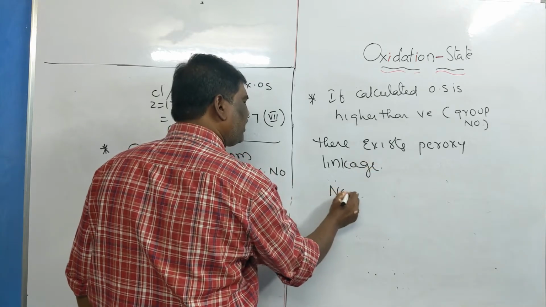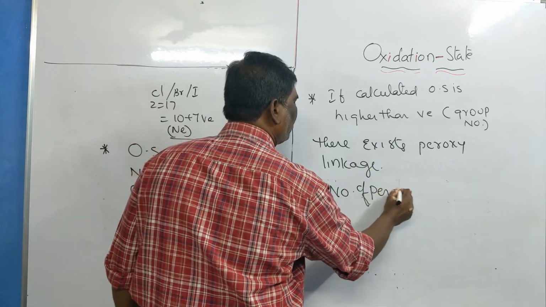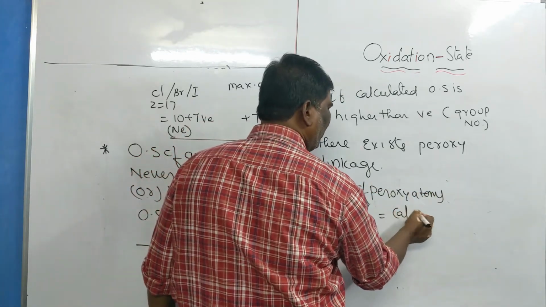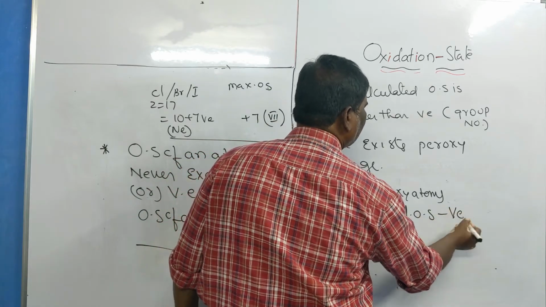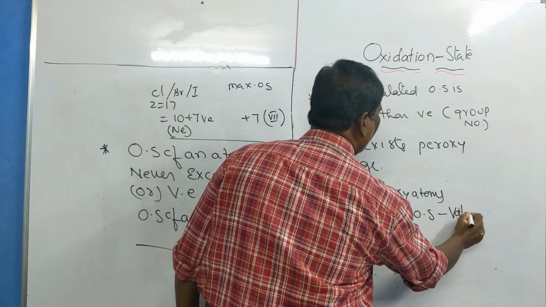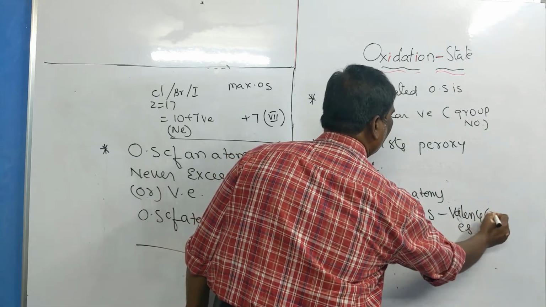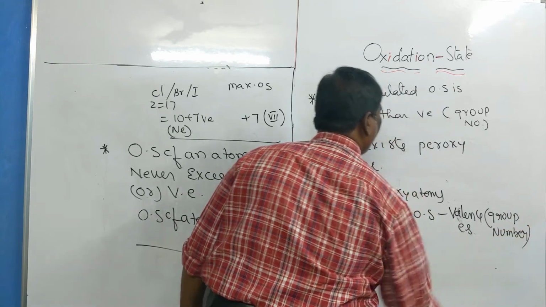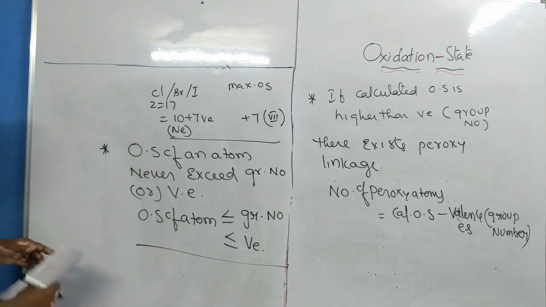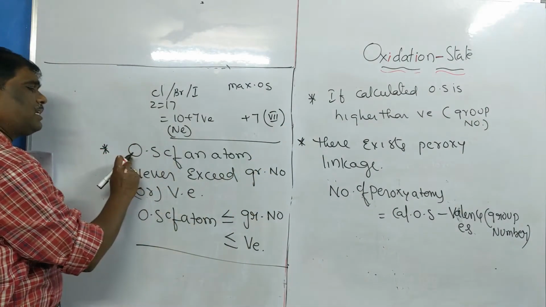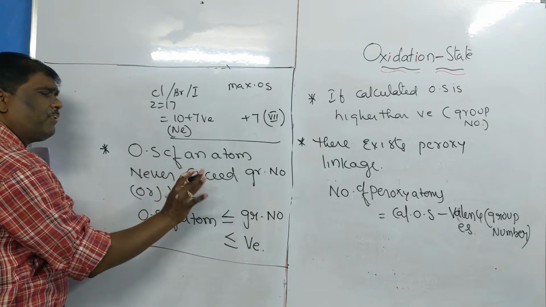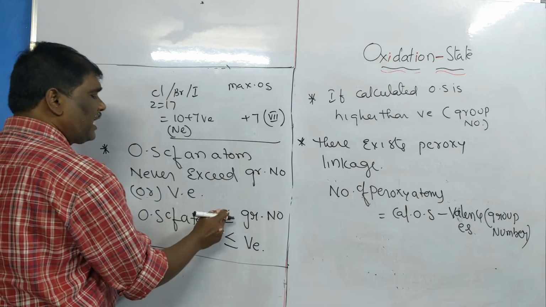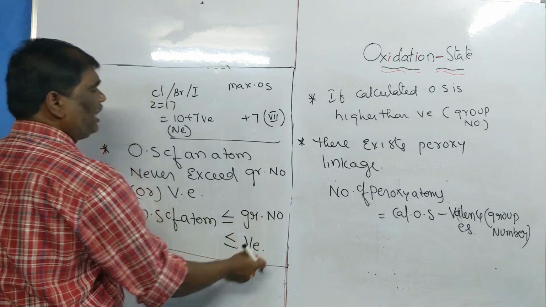How many peroxy atoms are there? The number of peroxy atoms is equal to the calculated oxidation state minus valence electrons. VE means valence electrons, or group number. Again, what is the general point? The general point is the oxidation state of an atom never exceeds the group number or valence electrons. It should be less than or equal to the group number or valence electrons.